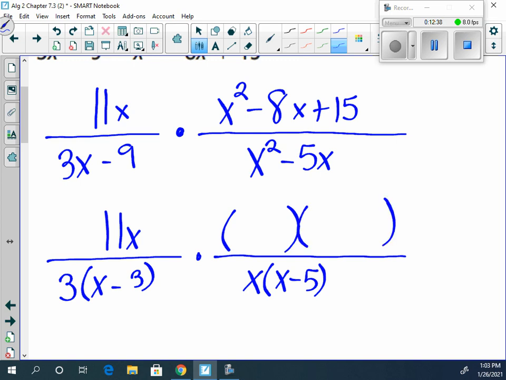Now the numerator will factor x squared minus 8x plus 15. Since we have plus 15, the signs are going to be the same, and they match the sign of the middle term. So minus and minus. The factors of x squared would be x and x. Now we need to look at the factors of 15. So 15 is 1 times 15 and 3 times 5. Which ones do we want to use? 3 and 5.